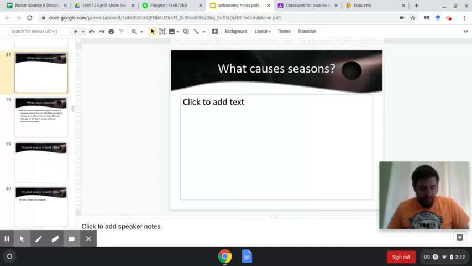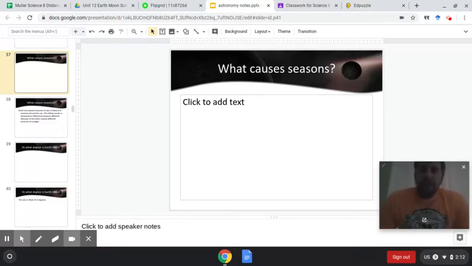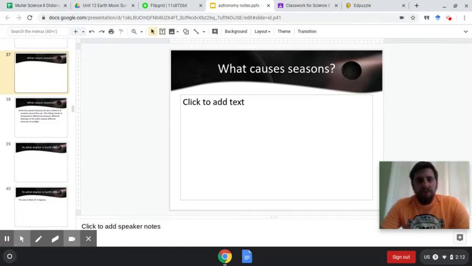Today we're going to talk about what causes seasons, and we'll talk about a few other things like solstices and equinoxes, and that'll be the end of lesson 1.2 in the textbook. Okay, so I'm going to read pages 14 through 17, and then I'm going to go over this PowerPoint.